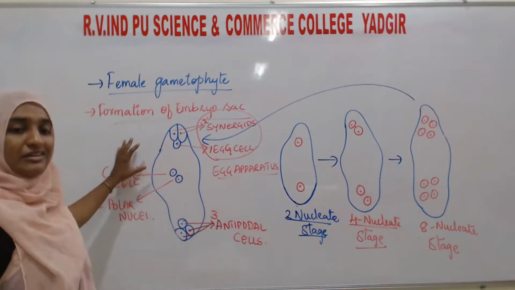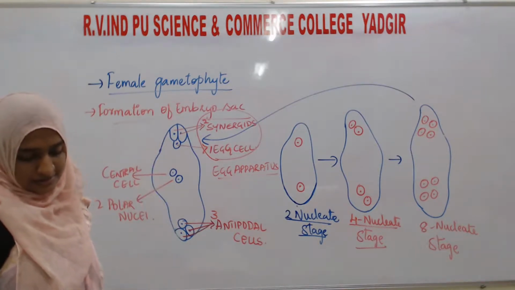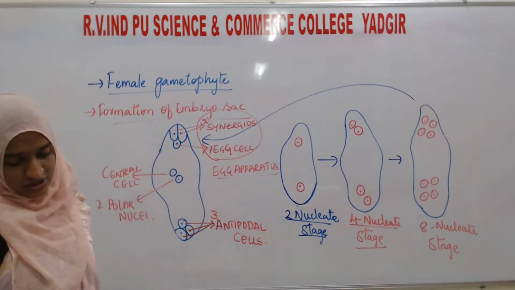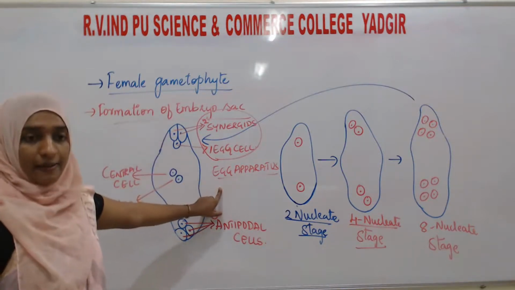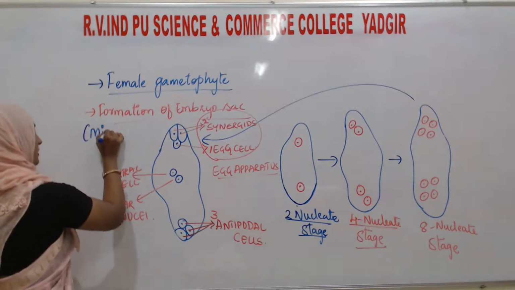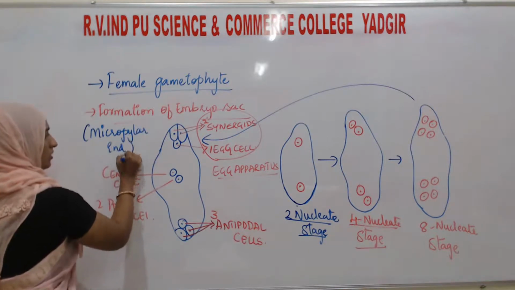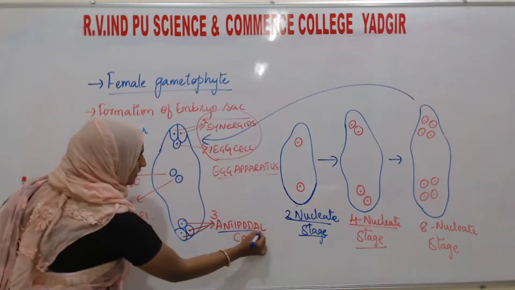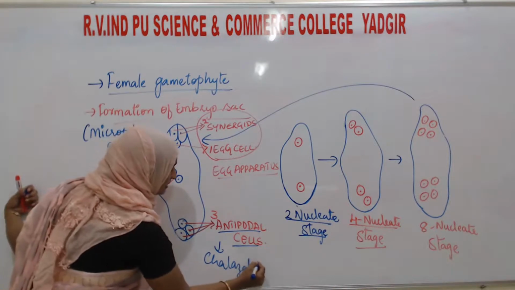In this way, the cells get distributed in the embryo sac, and the cells are grouped together at the micropylar end as well as at the chalazal end. At the micropylar end, there is a presence of the egg apparatus. This region we can call the micropylar end, where the egg apparatus is located, and this region where the antipodal cells are located is the chalazal region.